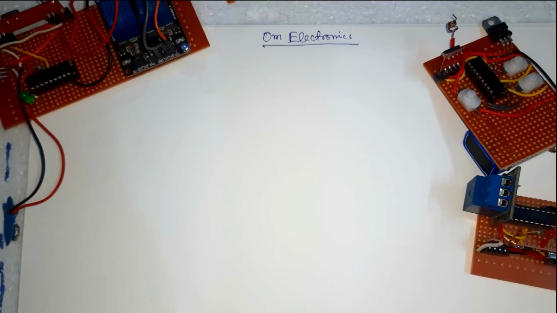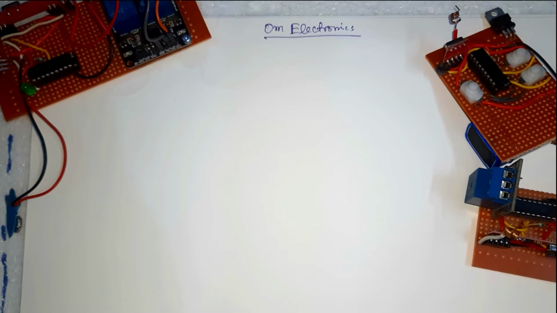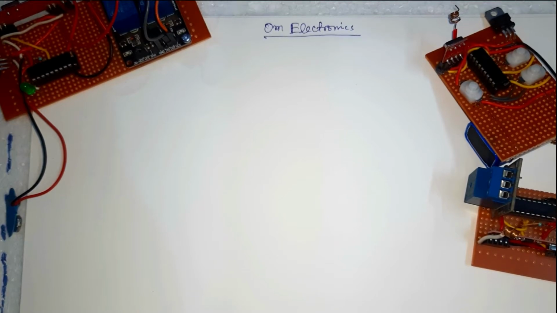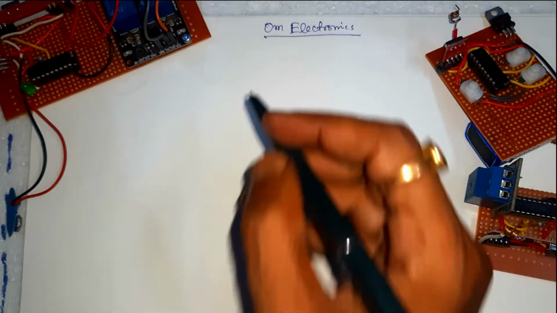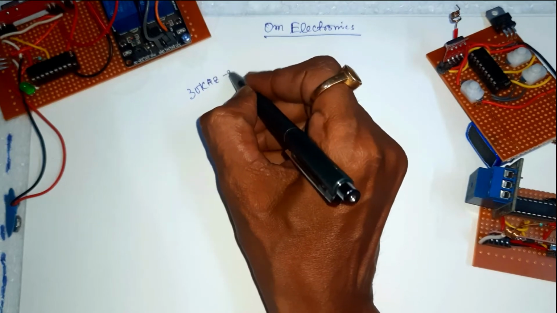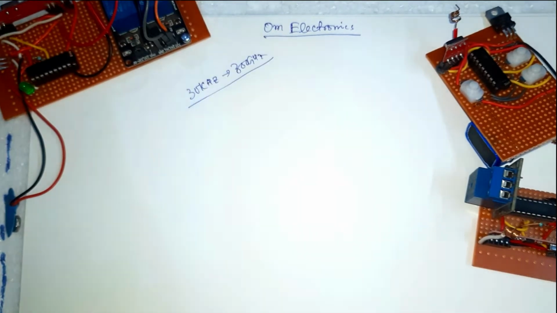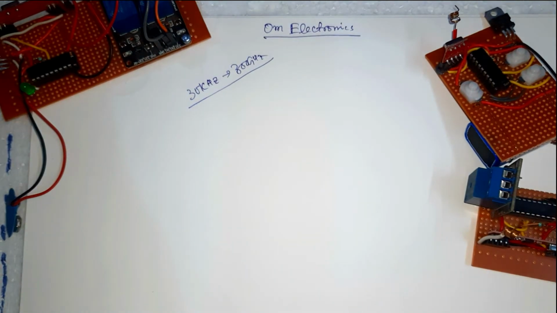Today we will discuss about RF transmitter and receiver. The RF transmitter and receiver is an easy way to communicate between two devices by radio frequency. The corresponding range varies between 30 kHz to 300 GHz in the RF communication system.